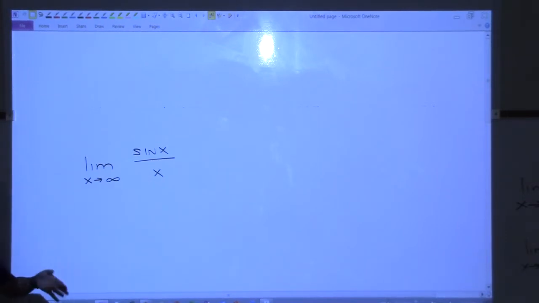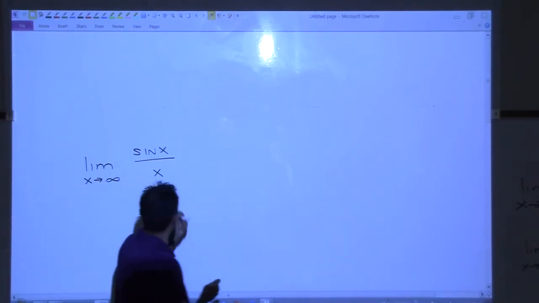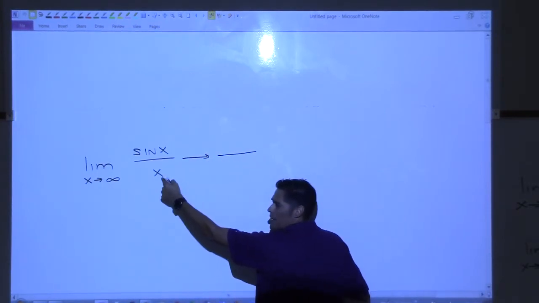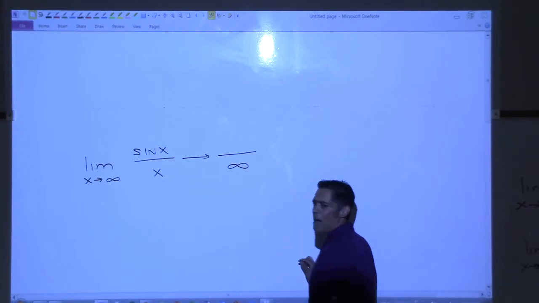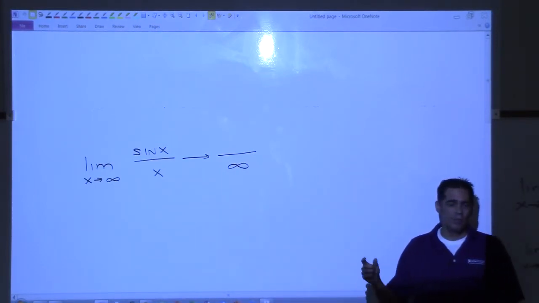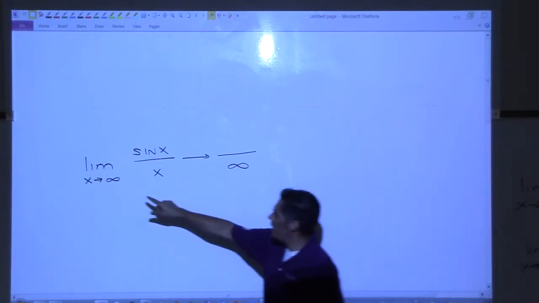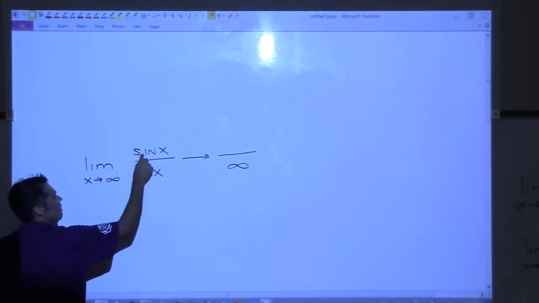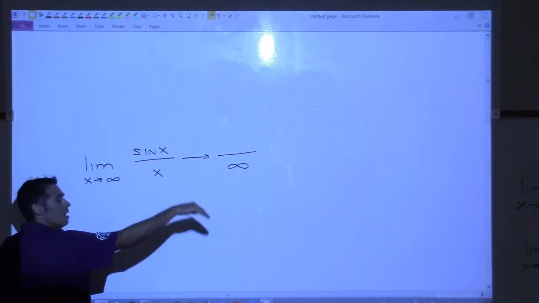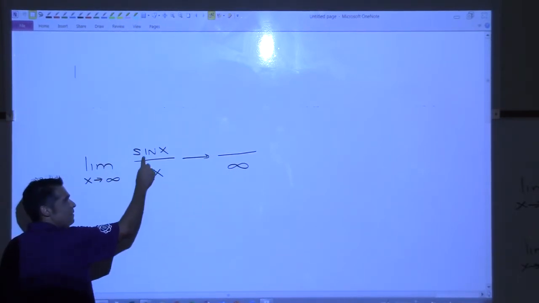However, does it fall into our table here? Do we have fixed over infinity? Well, we have infinity on the bottom, it's headed to infinity. Do we have fixed on top? What does the sine function do as you head out to infinity? Imagine what the sine function looks like as you head out to infinity. Just up and down. Is that fixed?